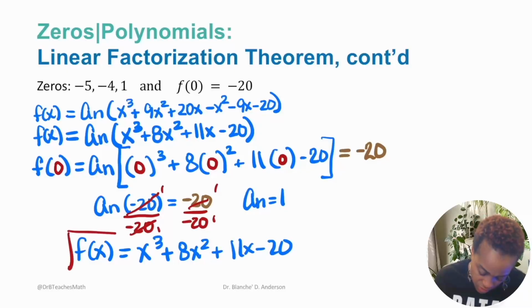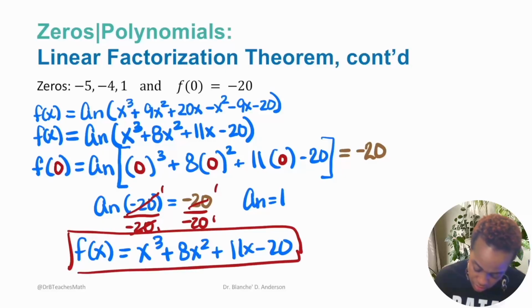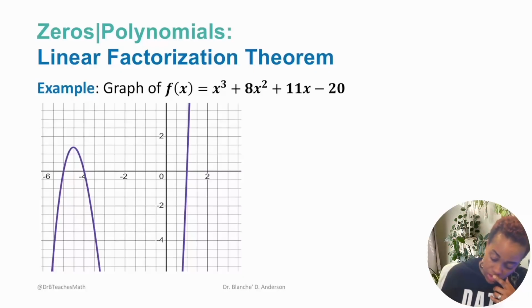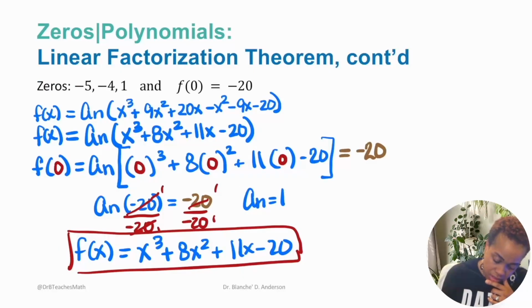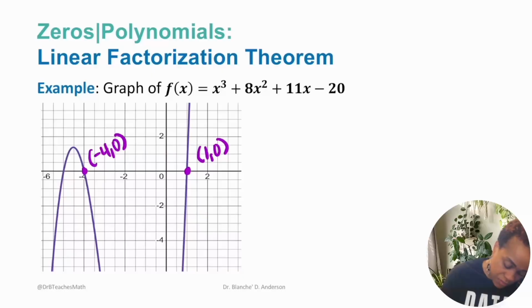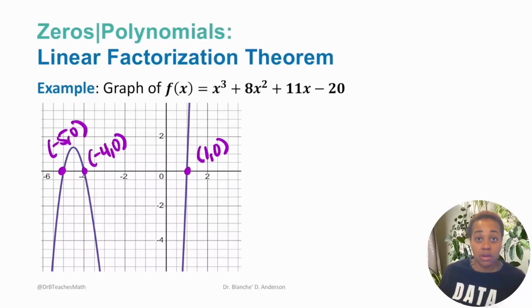That's our final polynomial. Check ourselves. Yep. When we remember, they told us the 3 zeros were negative 5, negative 4, and 1. Here's negative 5, negative 4, and there's 1. So that's how they all tied together. That's 1, 0. That's negative 4, 0. And that's negative 5, 0. Which is what we saw.